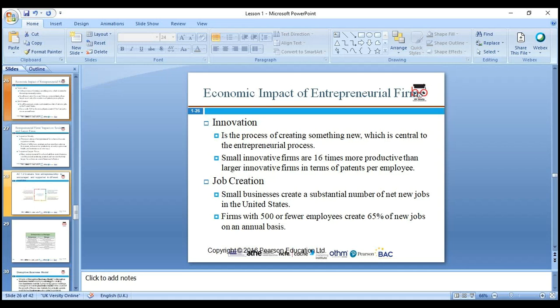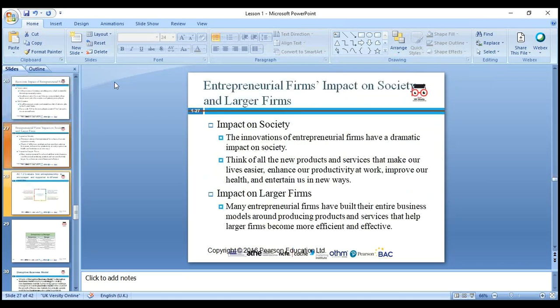The economic impact: innovation is the process of creating something new, and job creation. Businesses create a substantial number of jobs, and the government is always offering them some training to increase this, because ultimately it boosts jobs within a country.